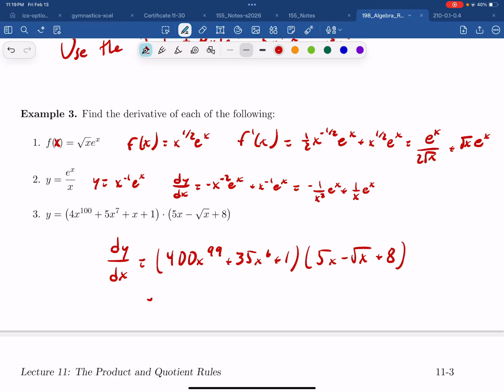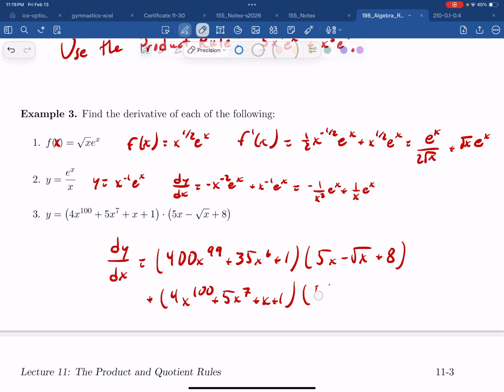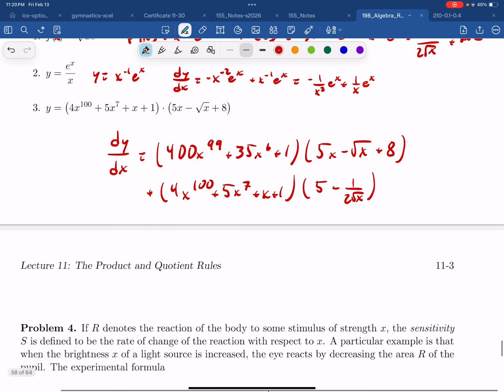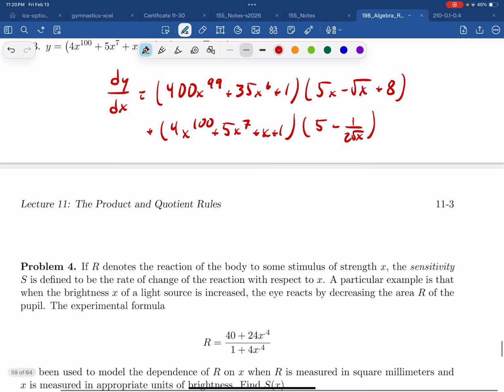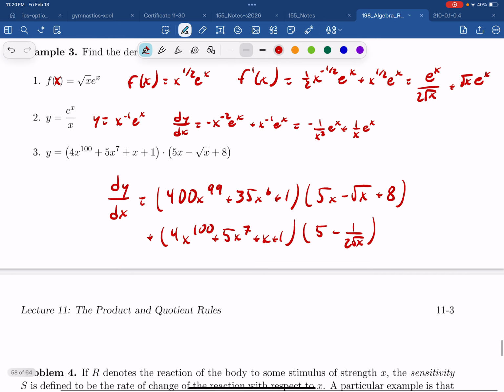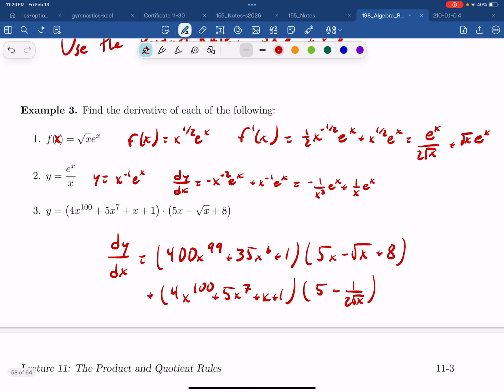Right? And then we're going to add, keep this the same, and then take the derivative of this guy. Remember, the derivative of square root of x is 1 over 2 root x, right? x to the 1/2, negative 1/2, x to the negative 1/2, right? And I guess the plus 8 goes away, and so then we're left with that. Okay? Now, after this, we have the quotient rule. So I'm gonna end this right here.